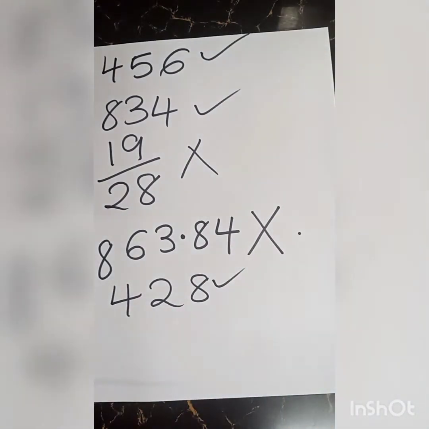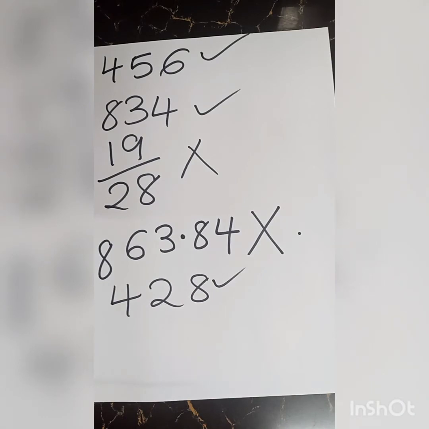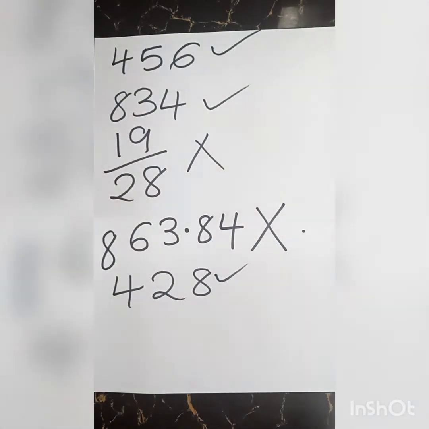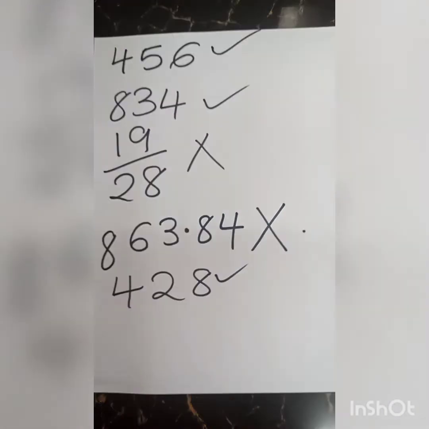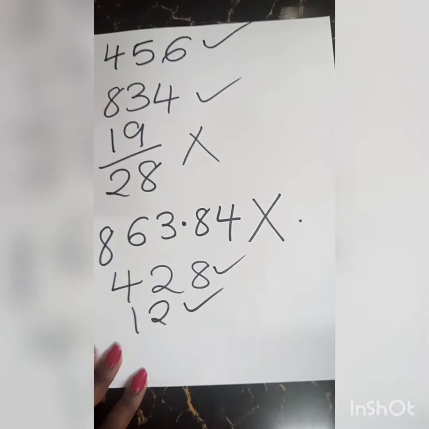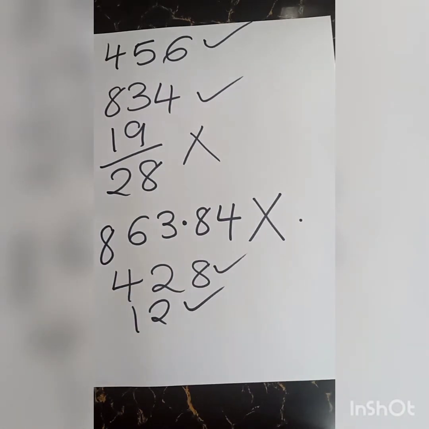Yes, 428 is a natural number because it is a positive integer. It's a whole number with no negative sign, okay? And the number 12 is also a natural number, okay? It's a natural number because of the same reason.